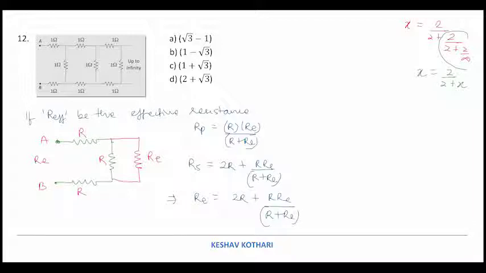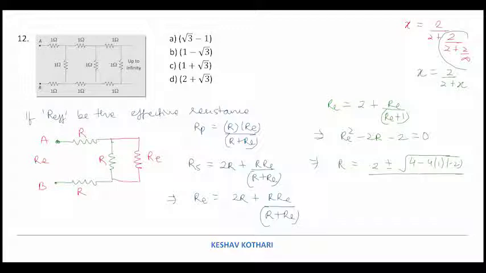Now over here we have the value of R as equal to 1. If I put the value of 1 over here, we can solve this out and obtain RE is equal to 2 plus RE upon RE plus 1. And the equation is going to be formed like this: RE square minus 2RE minus 2 equal to 0. If we solve for R, which is equal to minus B plus minus root over B square minus 4AC by 2A, we get R as 1 plus root 3 ohm.